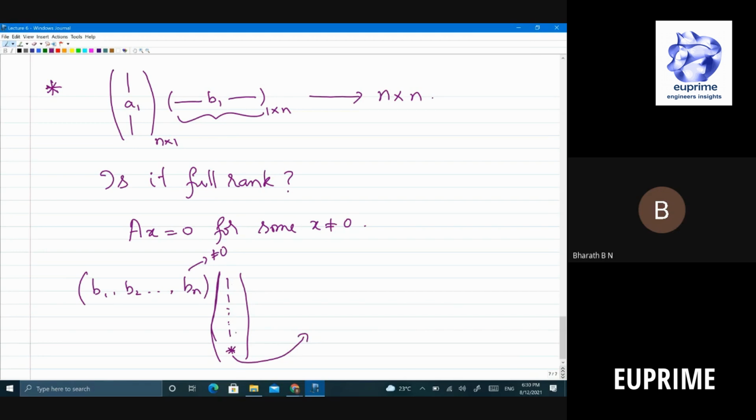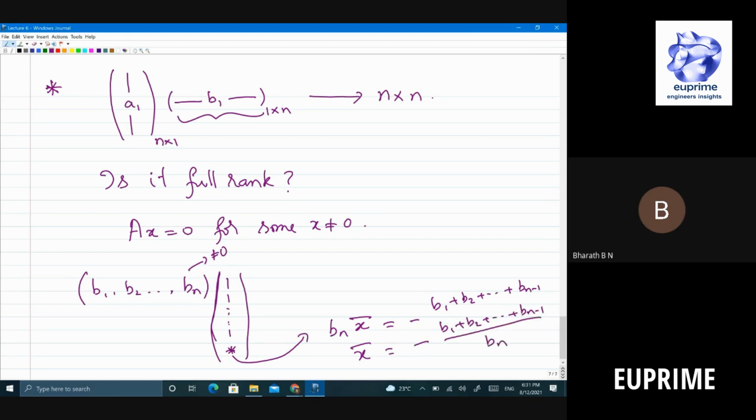If I put 1, 1, 1, I'll get B1 plus B2 plus B3 till Bn minus 1, right? So I have to subtract that. So what do I get here? I'll get Bn times the last entry. Let me call that some x bar. This last entry should be minus (B1 plus B2 plus etc. Bn minus 1). So in other words, x bar should be minus (B1 plus B2 plus etc. Bn minus 1) divided by Bn.